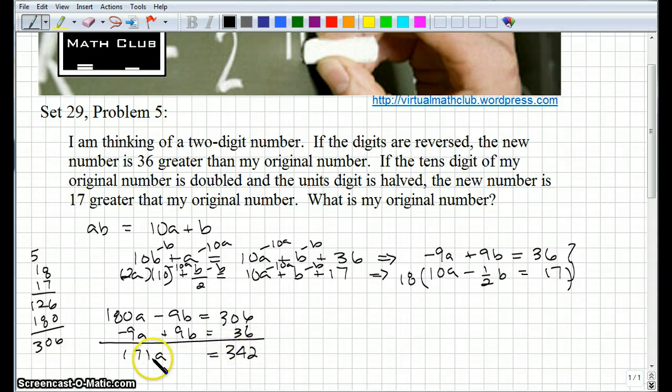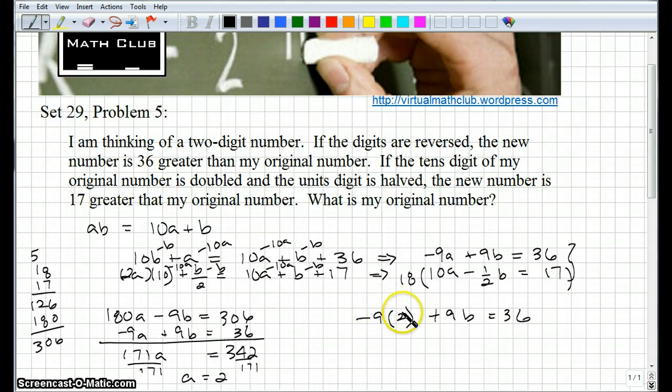Well, that's good, because I really want these digits to be whole numbers. If I divide both sides by 171, then I get A is equal to 2. Alright, we're halfway there. Now I just have to find B. I'll substitute A equals 2 into the top equation. So we have negative 9 times 2, because A is 2, plus 9B is equal to 36.